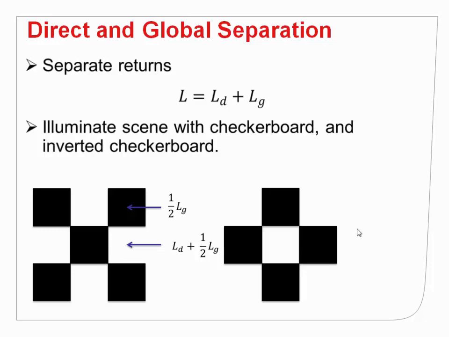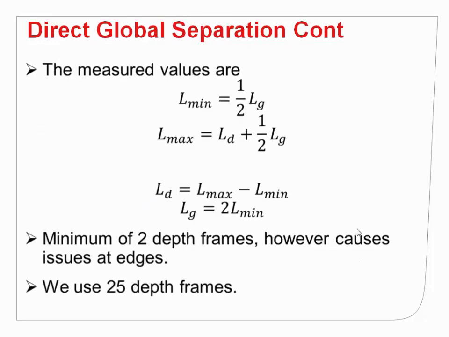And then you illuminate the scene with the inverse checkerboard pattern, and for each pixel, you measure the opposite. So here you have 2 measurements and you have 2 unknowns. Therefore, you can combine those together to calculate the direct return and the global return. When you do this with a time-of-flight range camera, you need at least 2 depth frames. However, because you have a coordinate mismatch between the method that you use to project the images and your camera, you have issues at edges. So normally people use at least 25 depth frames to compute the direct and global return.